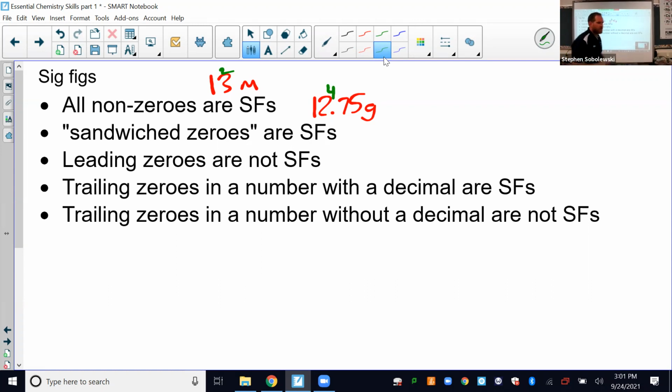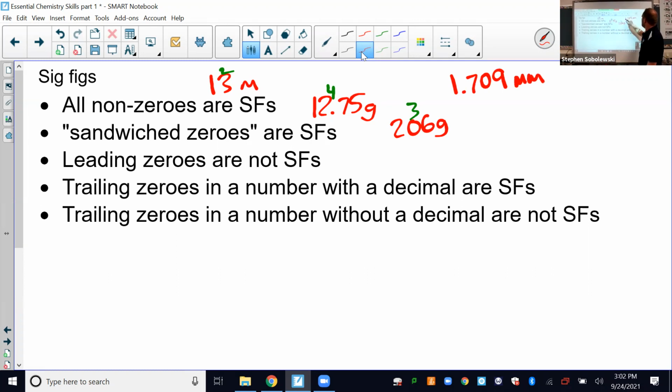Sandwiched zeros are sig figs. What are sandwiched zeros? It's zeros that are between non-zeros. So for example, if your measurement comes out to 206 grams, that zero counts, 3 sig figs. Or if we have 1.709 millimeters, that zero counts, 4 sig figs.